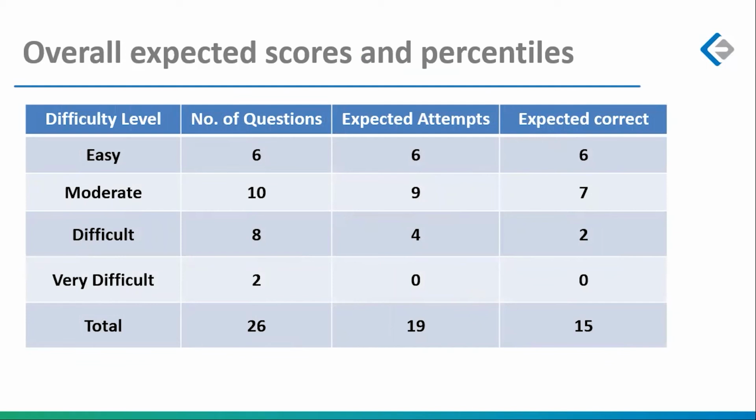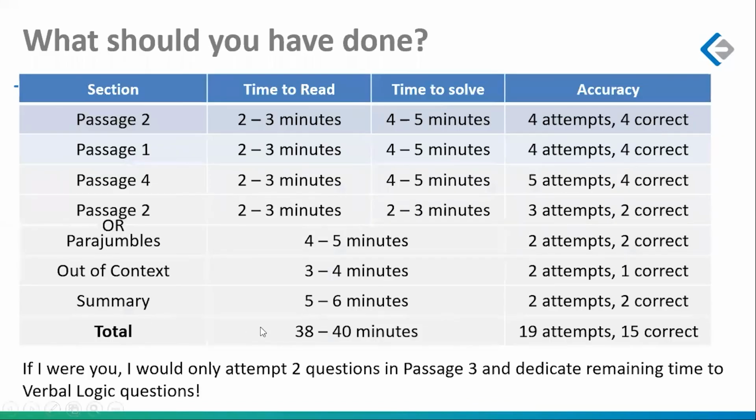So, this is what your paper looked like. 6 easy questions, expected attempts, all 6 of them. Moderate, 10. I would expect that you attempt more of moderate and less of difficult, but if you ended up doing the other way around, if you attempted only 8 or 7 moderate questions and you got more of difficult correct, fine with me, as long as you're giving me 19 and 15. The problem is if you attempted very difficult and got them wrong. Those are the bombs that you want to start identifying now.